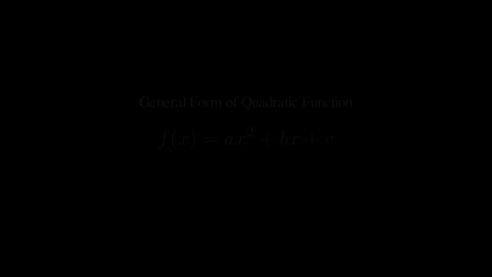A quadratic function is any function that can be written in the form f of x equals a times x squared plus b times x plus c, where a, b, and c are constants and a is not equal to 0. The graph of a quadratic function is called a parabola, and it has a beautiful U shape that can open upward or downward. Let's start with a specific example.